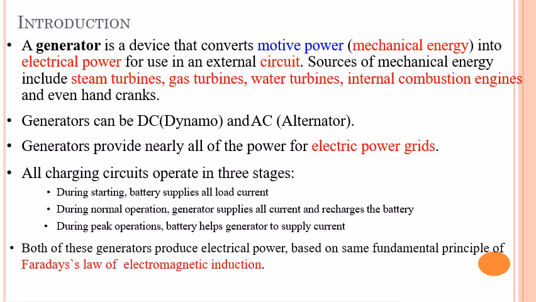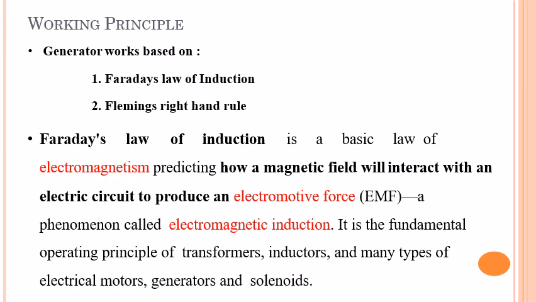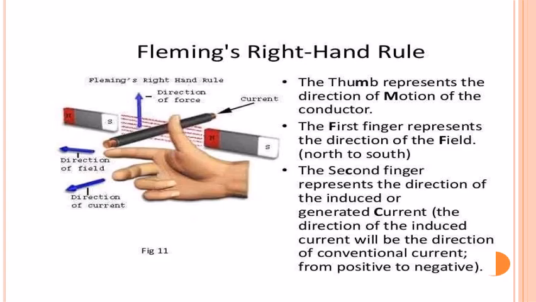This generator mainly works based upon Faraday's law of electromagnetic induction. Faraday's law of electromagnetic induction predicts how a magnetic field will interact with an electric circuit to produce an electromotive force. This phenomenon is called electromagnetic induction. This is the fundamental principle of working of transformers, inductors and many types of electrical motors, generators and also solenoids. It also relates to Fleming's right hand rule.